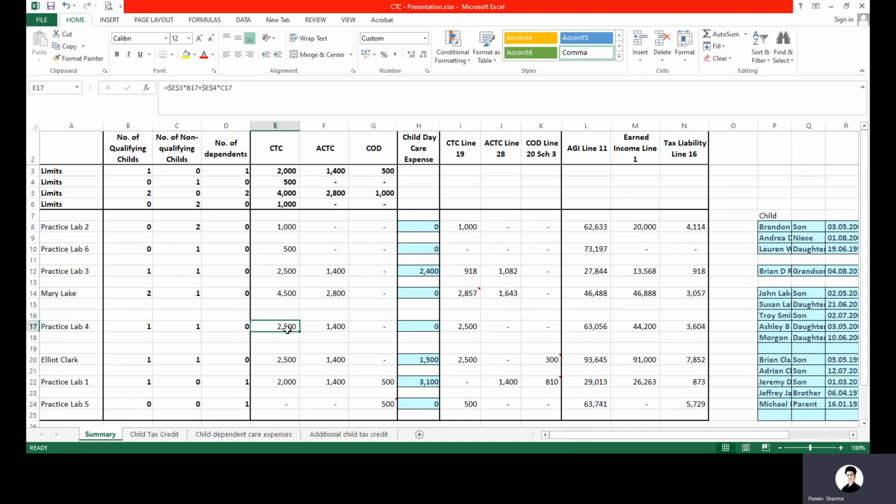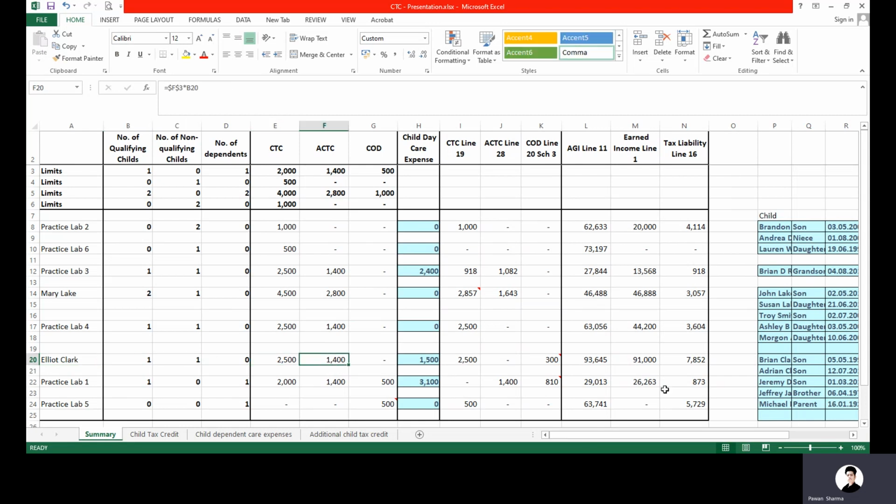So 1 qualifying, 1 non-qualifying, 2500, 1400. Tax liability is 3604 only. However, he is getting the credit 2500 only. No additional CTC. Why? Because he has fully utilized his child tax credit. Here he has not utilized it fully. Here he has utilized his full CTC, so he won't get any additional CTC. You remember this. Then we have Allied Clerk, 1 qualifying, 1 non-qualifying, so 2500 and 1400 each.